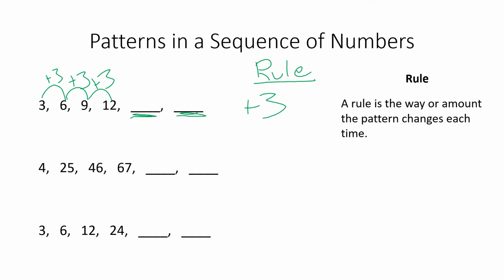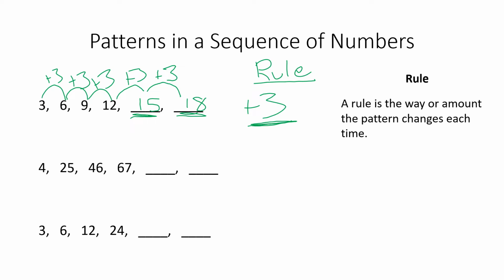Now that we know the rule, we can then figure out the 2 missing numbers. So if the rule is plus 3 each time I go up in my pattern, I know that my next number will be 12 plus 3. So 12 plus 3 would be 12, 13, 14, 15, okay? And my pattern, or the rule, stays the same. So now I'm going to plus another 3. 15 plus 3 is 18, okay? And my pattern can continue on and on by adding 3 each time.